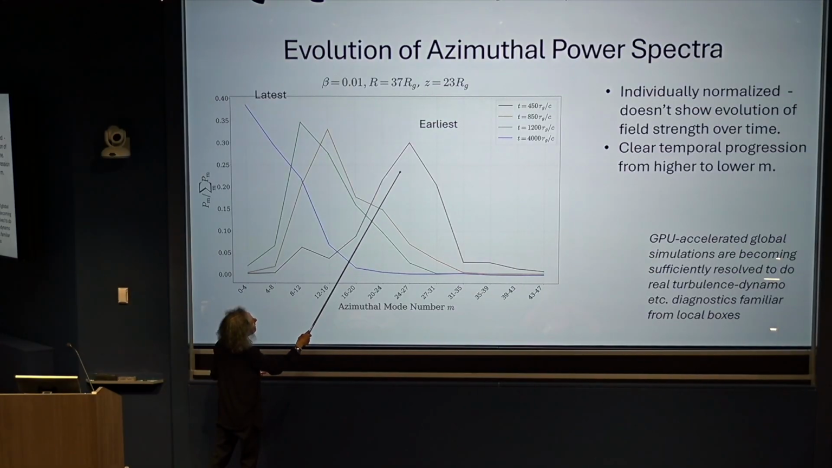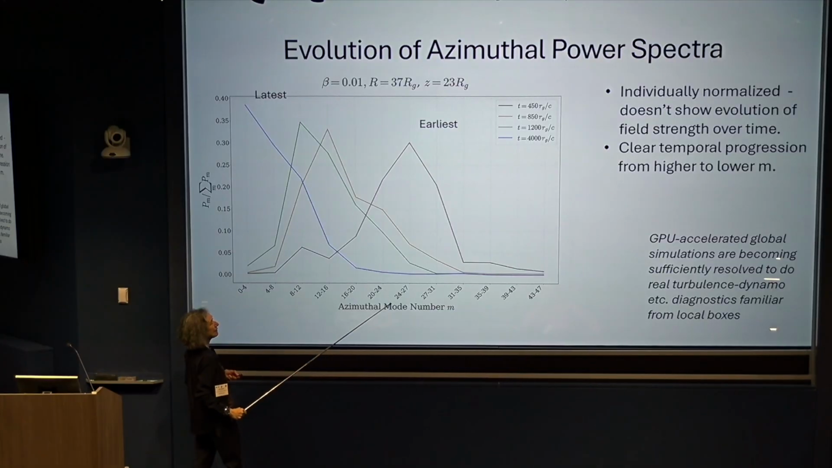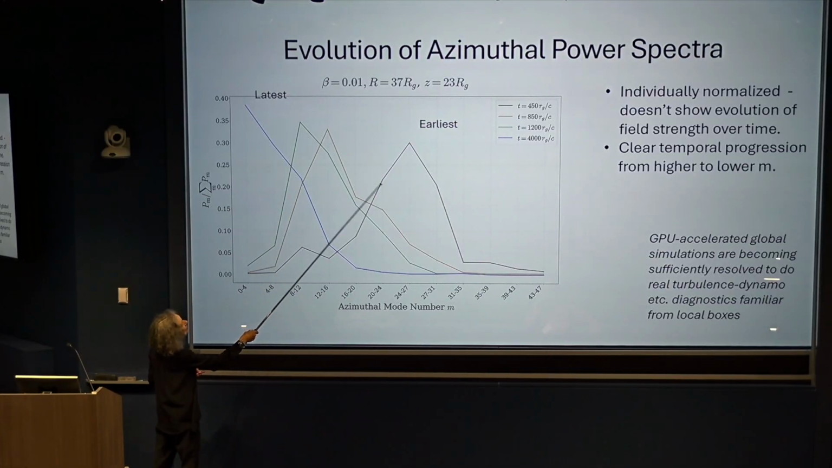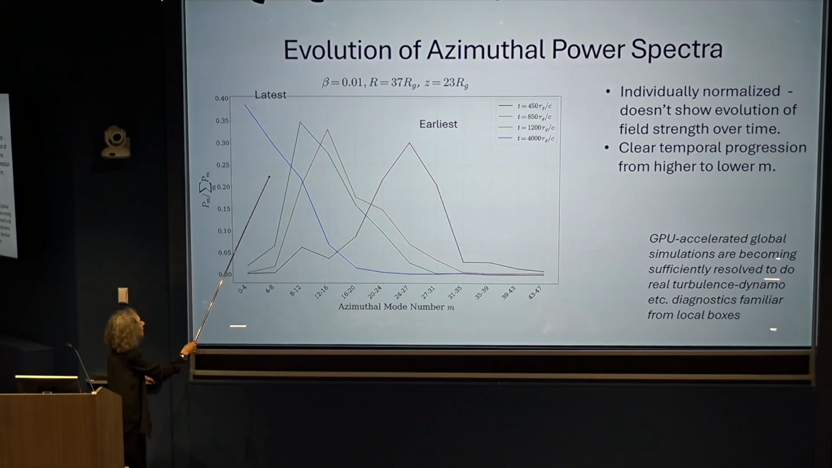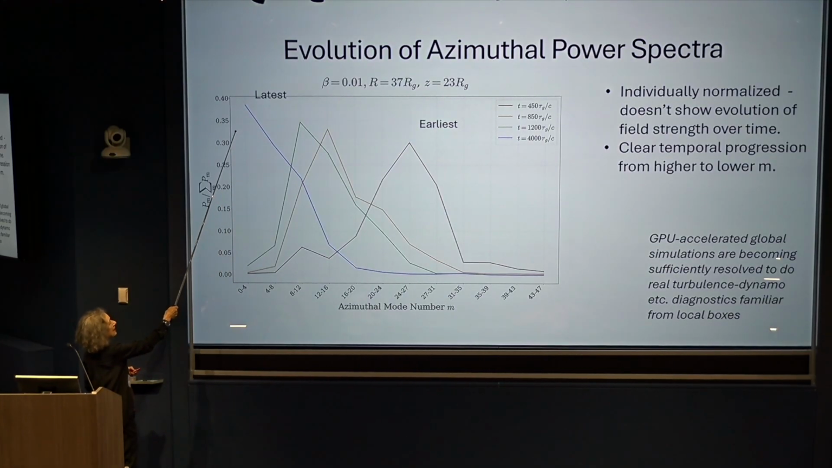And you can see that initially the power is concentrated at a relatively high mode number, kind of in the 20s. But this peak shifts as we go from 450 R over C to 4,000 R over C. It shifts. More and more power accumulates at the large scales. And the smallest mode numbers are 0 to 4. Okay, so there's a clear progression in the axisymmetricness of the magnetic field.